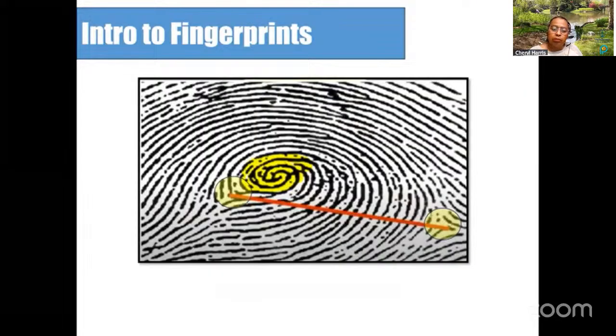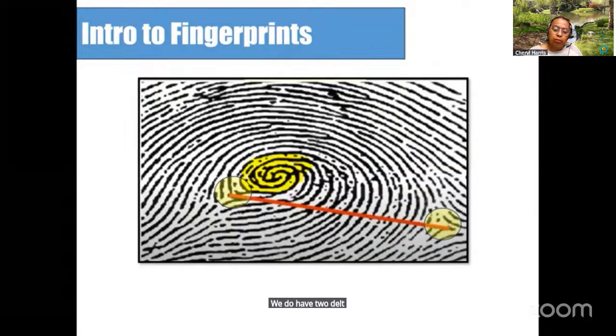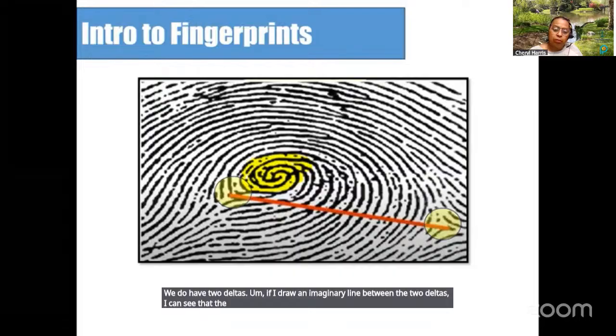Right, in this picture we have concentric circles. They stop pretty abruptly. They're centralized to the center of the fingerprint. We do have two deltas. If I draw an imaginary line between the two deltas, I can see that the concentric circles, the ridges, do not cross paths with the imaginary line. So this helps me determine that I have a central pocket loop whorl.